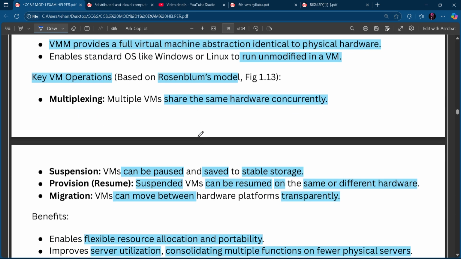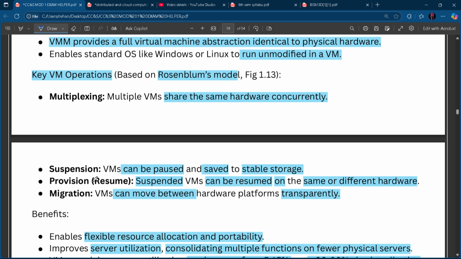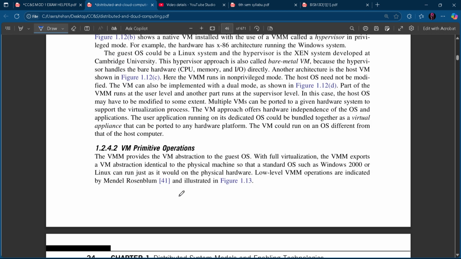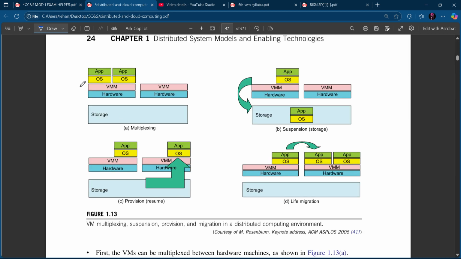Then primitive operations: you have four, multiplexing, suspension, provision, migration. What is multiplexing? It's nothing but a single hardware being used for multiple operations. Multiple VMs share the same hardware concurrently. If you see the diagram over here, multiple virtual machines share the same hardware. For example, in the same hardware, more than three virtual machines are running.